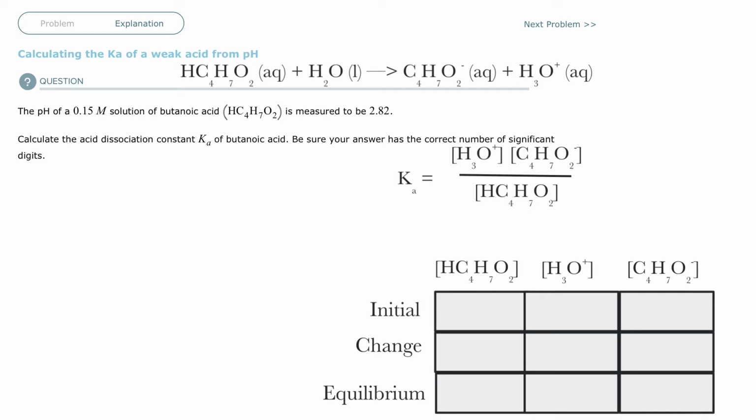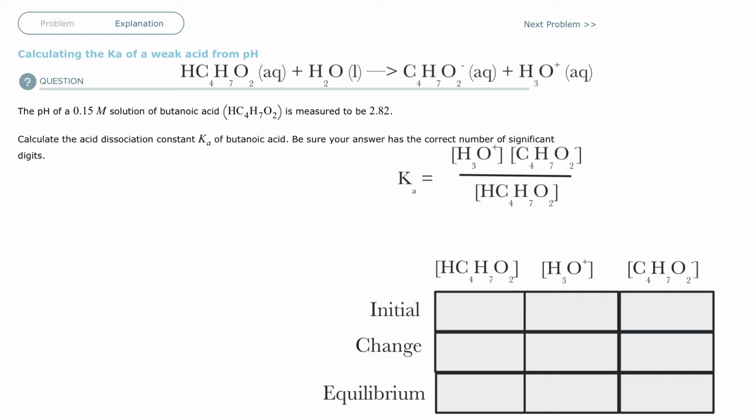Now, I told you before that when you're doing complicated problems, the easiest way to do it is to use an ICE table. Initial is your original molarities. The change is what's going up or down. And then the equilibrium is what you have at the end. And it's these numbers in the equilibrium that you're going to put in these concentrations to find your Ka. So let's take it slow and do it.